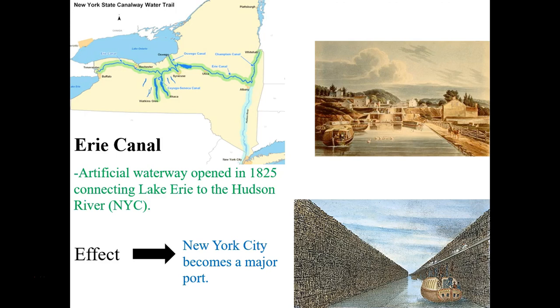The development of the Erie Canal. Now, a canal is an artificial waterway, and this artificial waterway opened in 1825, connecting Lake Erie, which is where it gets its name. It's one of the Great Lakes. It connected Lake Erie to the Hudson River, and as we know, the Hudson River goes through New York City. So the major effect of the Erie Canal was that it made New York City a major port. And New York City obviously remains a major port.